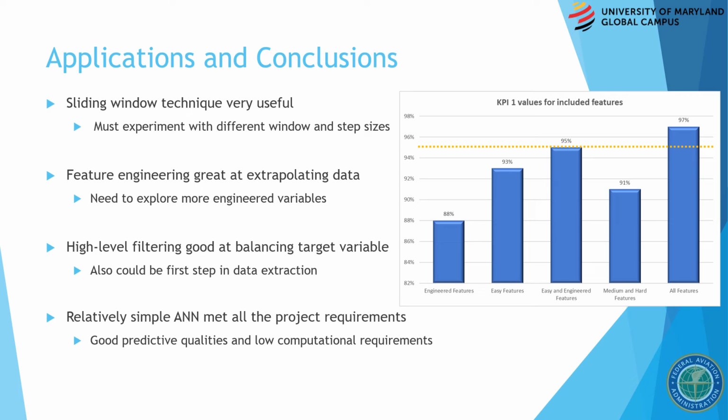Another application here is that high level filtering is good at balancing the target variable, which increases the KPI1 and 2 values and produces better results. But the important part here is it also could be the first step in the data extraction. So if we develop those high level filters, we could set gates on what data gets extracted. So for instance, if we know the altitude's above a certain number and he couldn't be in a traffic pattern, then we could just not export that data to this algorithm. So we could save some time when the aircraft's above a certain altitude. That's just an example.